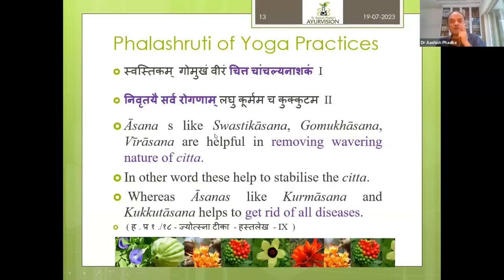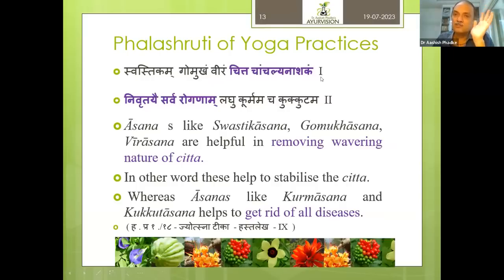Now, again, this is one of the shloks from the same Hatha Yoga Pradipika. And there is Swastikasan, Gomukhasan, Veerasan. I need not show you the figures because I'm sure all of you are aware of it. You are practicing it, teaching it. So if a person practices these particular asanas, then that is the benefit one can get.